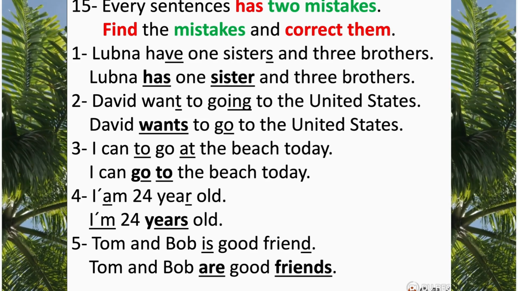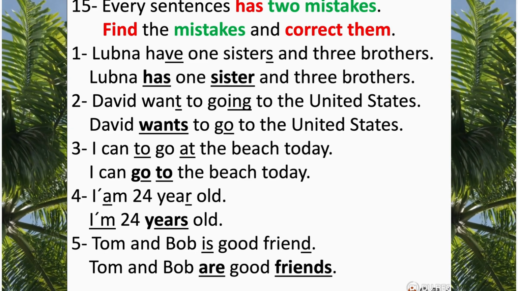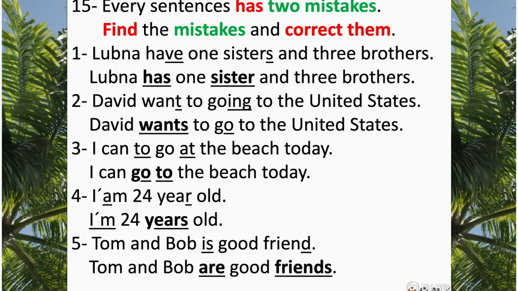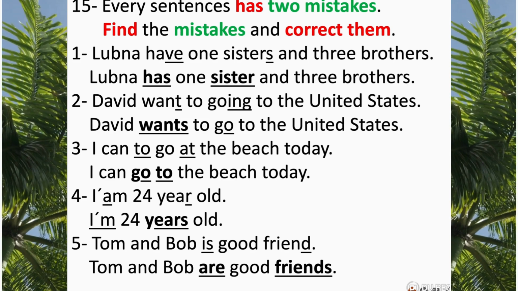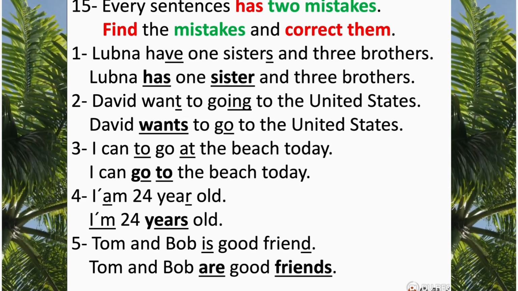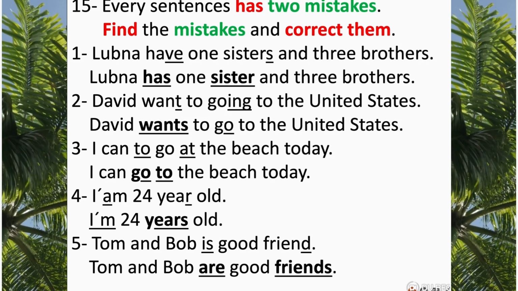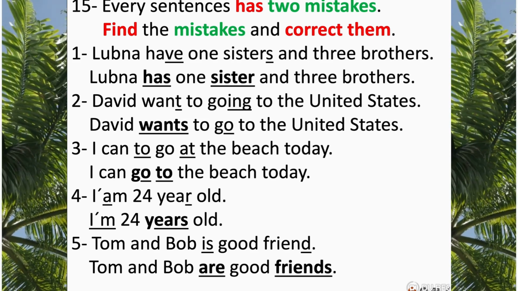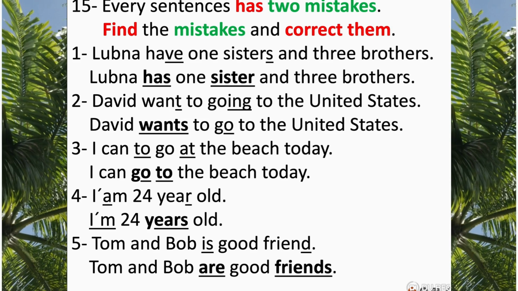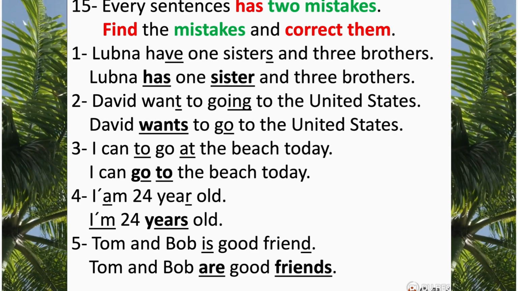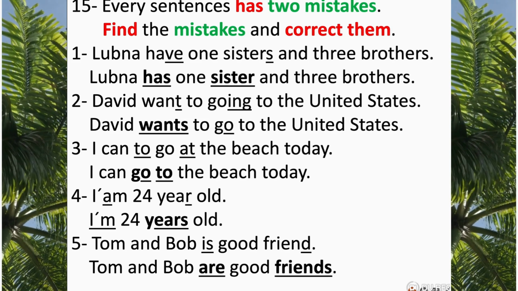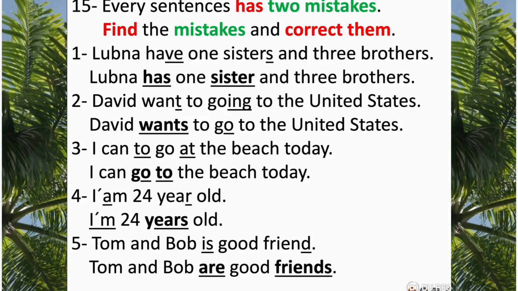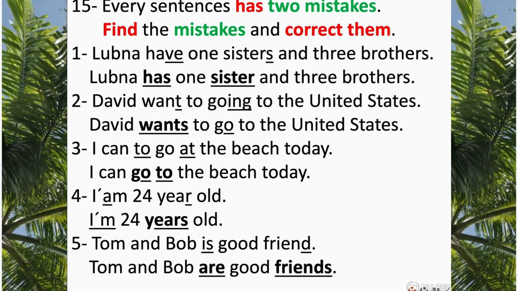Let's go to number 2. David want to go into the United States. So the problem here is with want. With David, it means he. And in the present simple, he wants. David wants. We don't say to go in to the United States, especially after want. So the verb is in the infinitive, to go. He wants to go, not to go in, to go. He wants to go, or David wants to go to the United States.